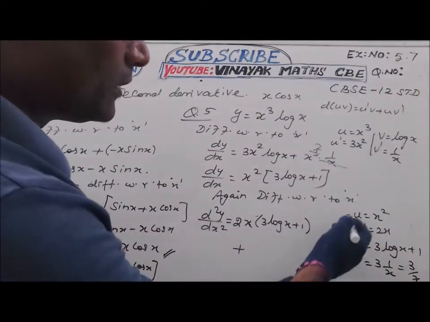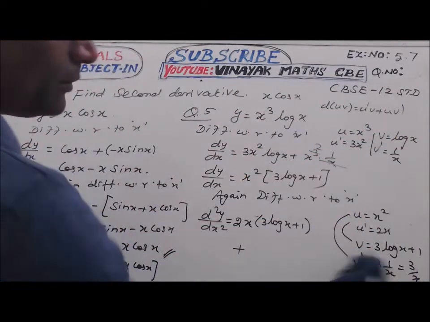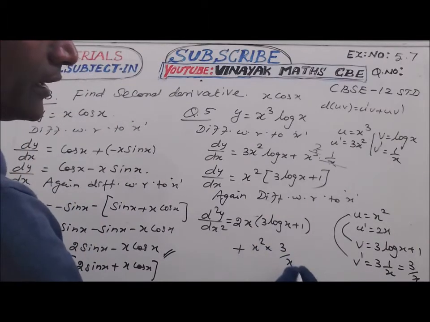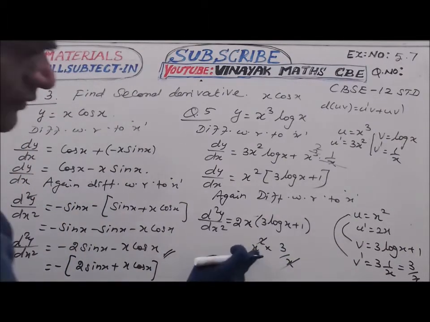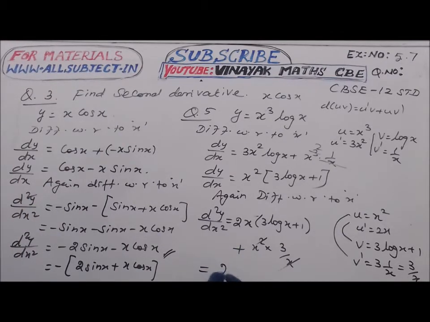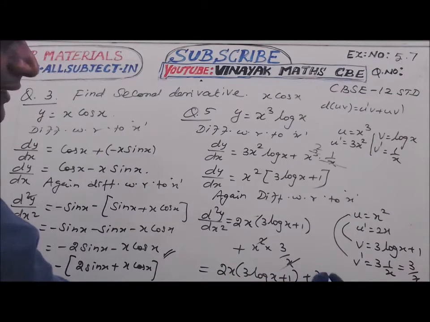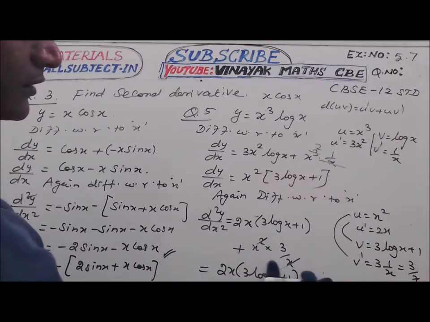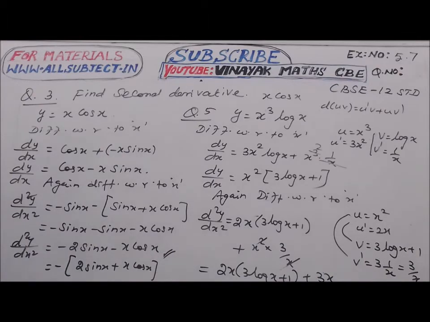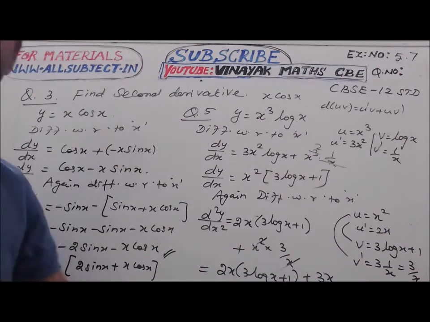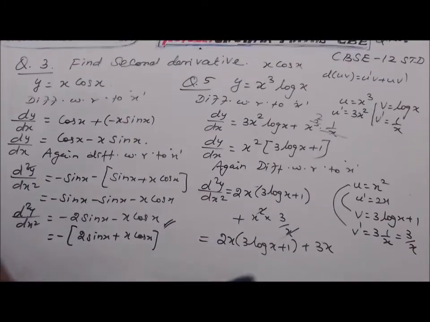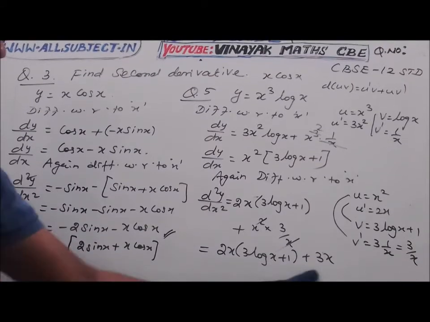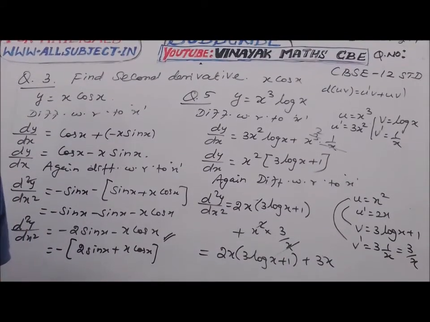u into v dash means multiplying these two, x square into 3 by x. Now x and x square get cancelled, here we have remaining x. This means 2x into 3 log x plus 1, plus x into 3, which is 3x. So remaining is 3x. We can take out 3x as common, or we can leave this step. We will get the answer.